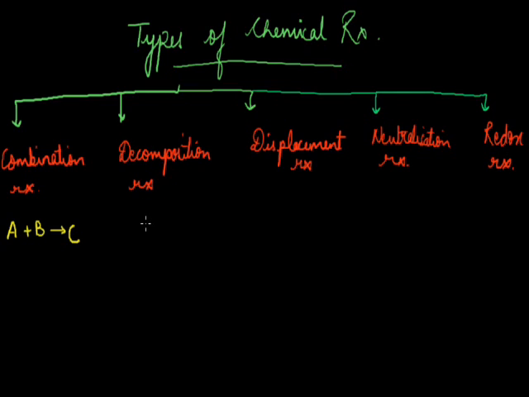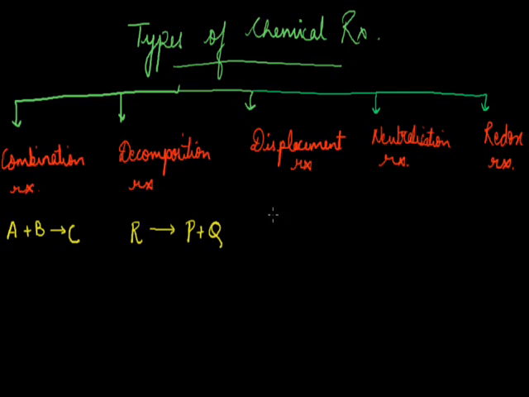And decomposition reaction, what is happening? It is, you can say, just opposite of combination reaction. Here one compound, that is reactant R, is decomposing and giving you more than one type of product. Here R, the reactant, is decomposing or splitting into two or more products. So here it can be P plus Q.